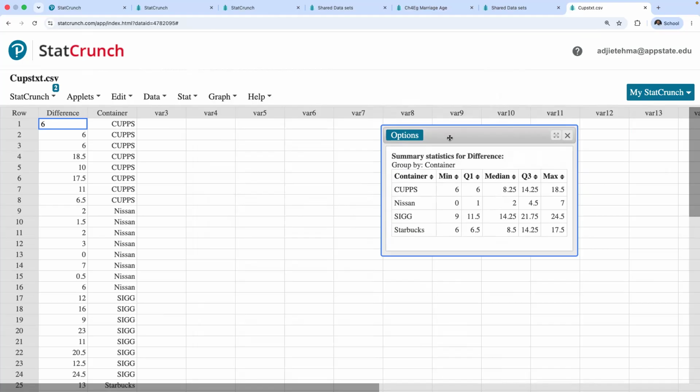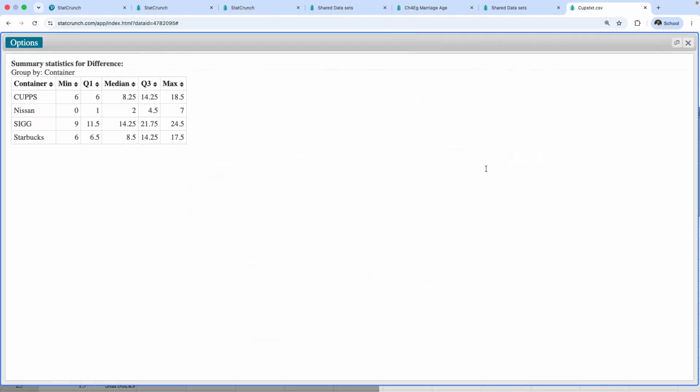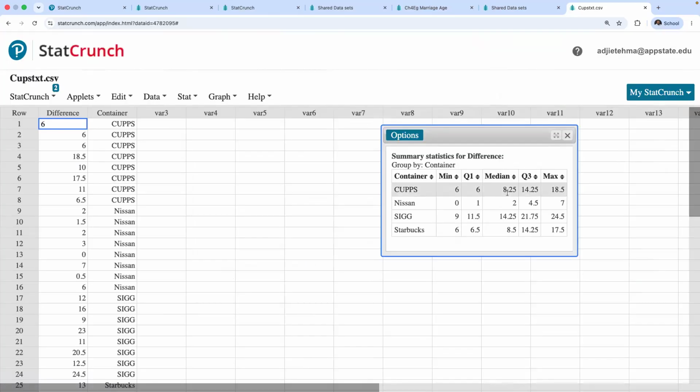So when you look at this, based on this data here, what do you think? What is the best cup so far? Looking at this 5-number summary. Do you all agree with that? Because it has the lowest temperature difference.